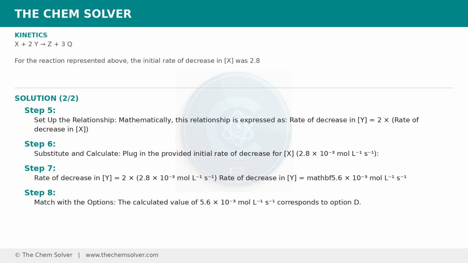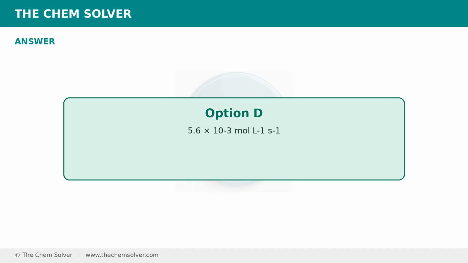Match with the options. The calculated value of 5.6 × 10^-3 mol L^-1 s^-1 corresponds to option D. The correct answer is option D, 5.6 × 10^-3 mol L^-1 s^-1.